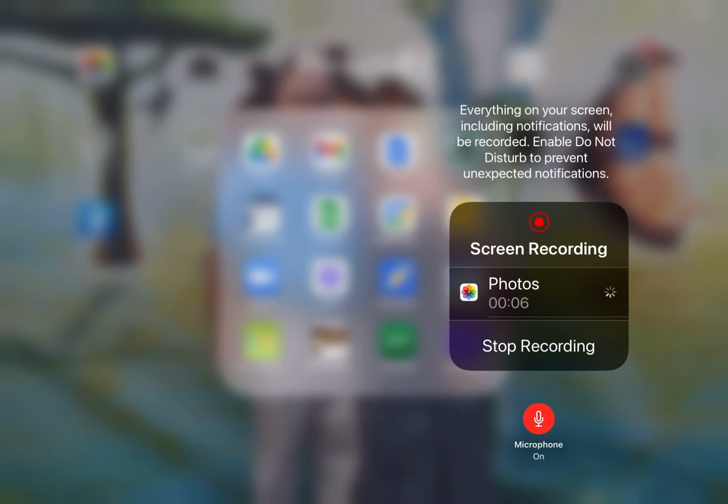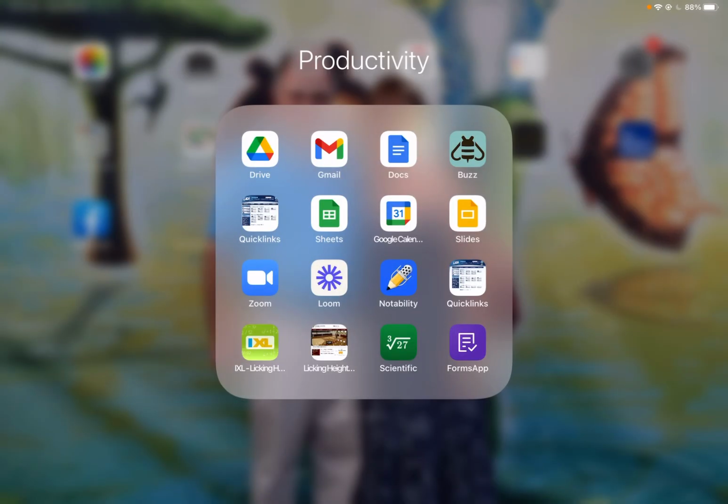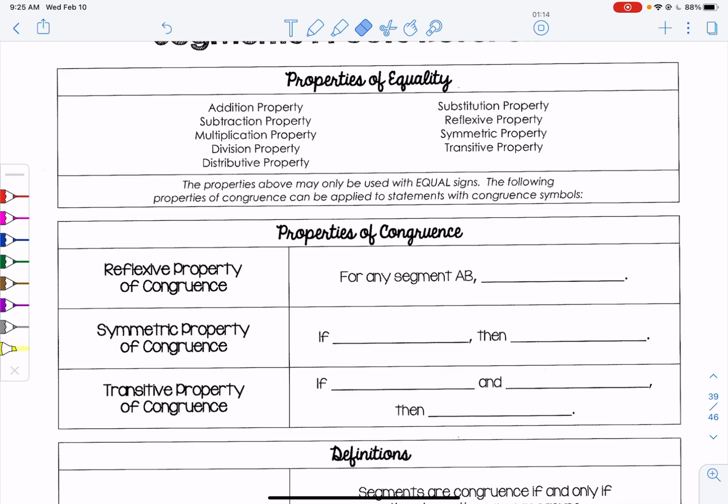Okay, I think we're doing it right now. All right, so let's go to Notability. And let's review something real quick.